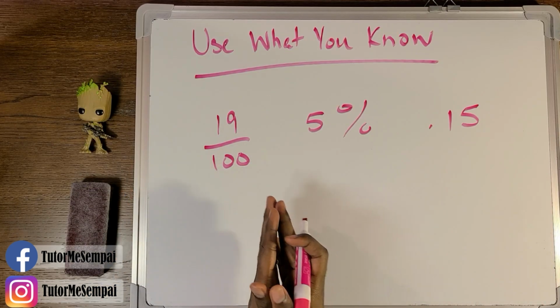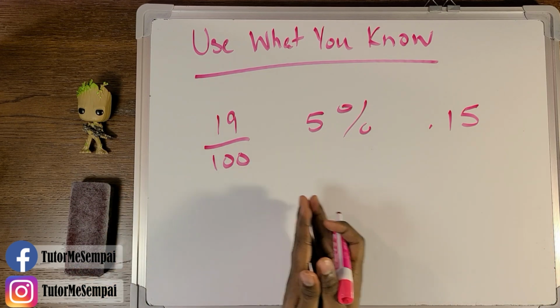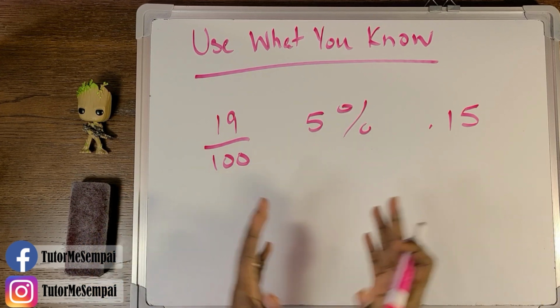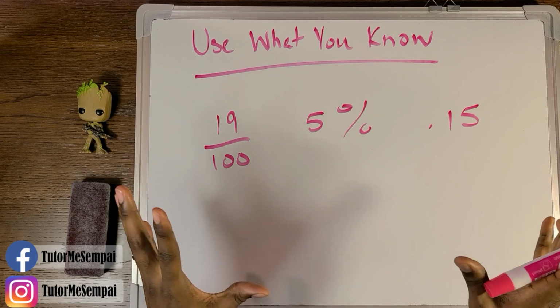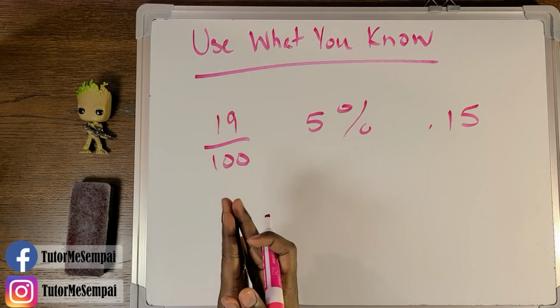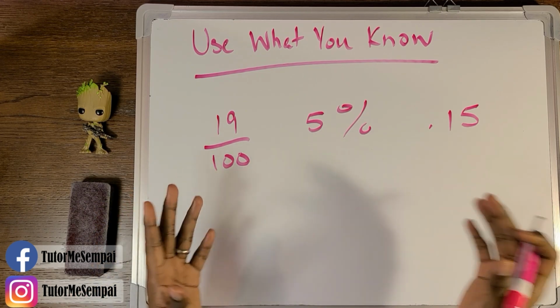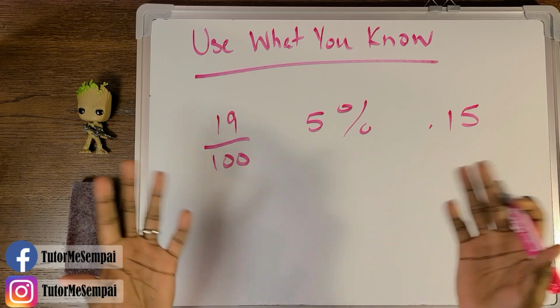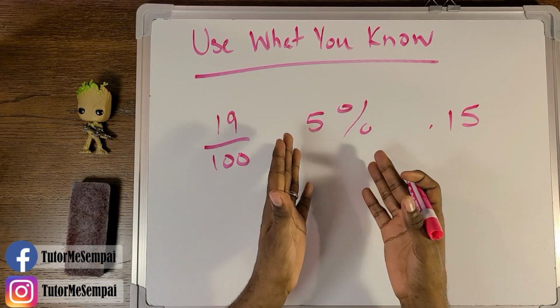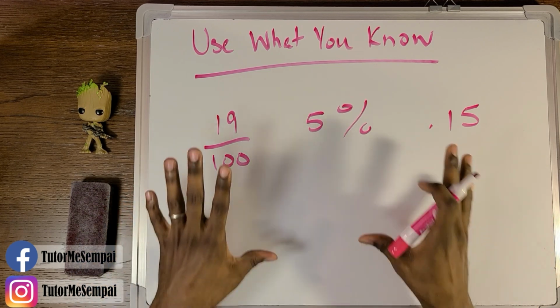Now remember, I said that there will be times when it makes more sense to not convert everything into decimal form. However, that's probably going to be your go-to for most cases. But in this case, there's going to be something that you can use beyond just converting all of these into decimal form. And that's using what you know. What do you know about percentages and decimals that can make this even easier than converting all of these into decimal form?